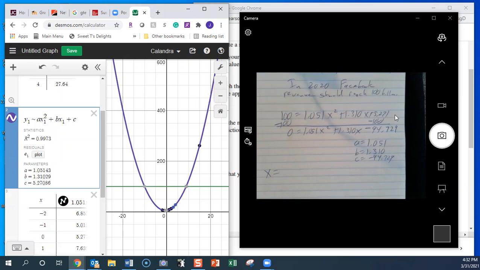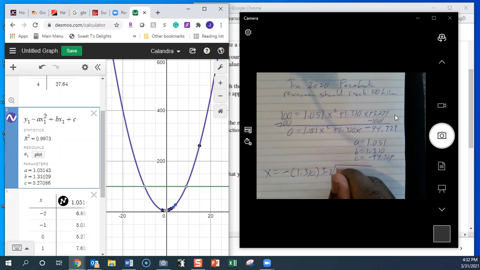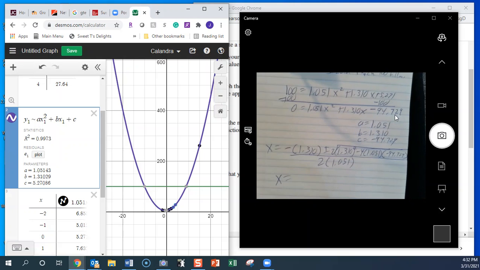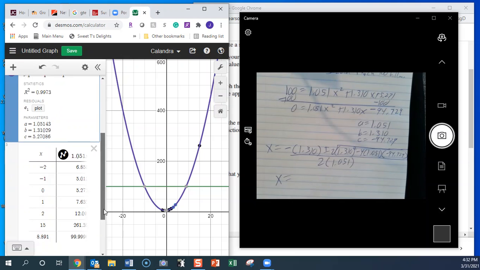So x is equal to the opposite of 1.310 plus or minus the square root of 1.310 squared minus 4 times 1.051 times a negative 94.729, all over 2 times 1.051. Now, what I would suggest that we do is put this in a calculator here.